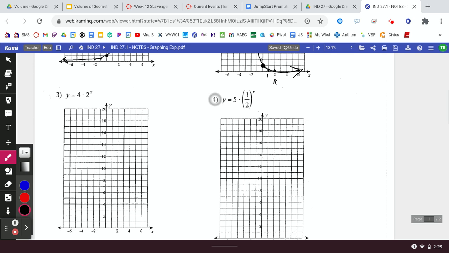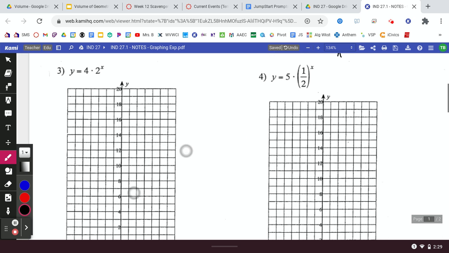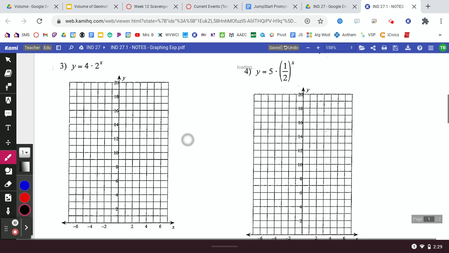All right, for the last 2, you don't really do it different. It's just your equations get a little bit more intricate. So we still start off with our t-chart. We still start off with -2, -1, 0, 1, and 2.